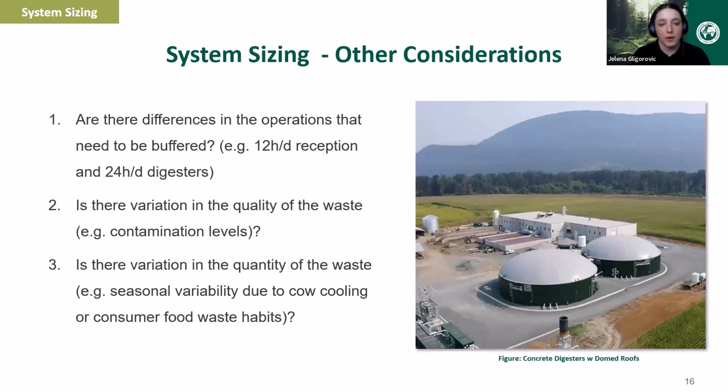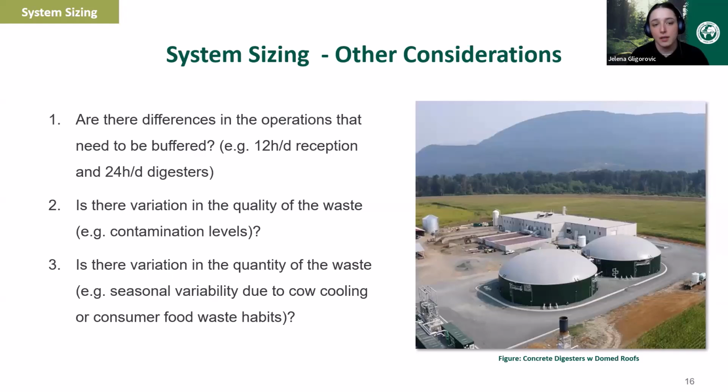Number two, are there any variations in the quality of the waste that you're receiving? So differences in contamination levels. And three, are there any variations in the quantity of the waste? So for green bin programs, for example, this can be related to consumer food waste habits, and considering the fact that you might get a bunch of pumpkins after Halloween or a bunch of Christmas tree components after Christmas, those kinds of consumer habits that can happen with green bin programs.